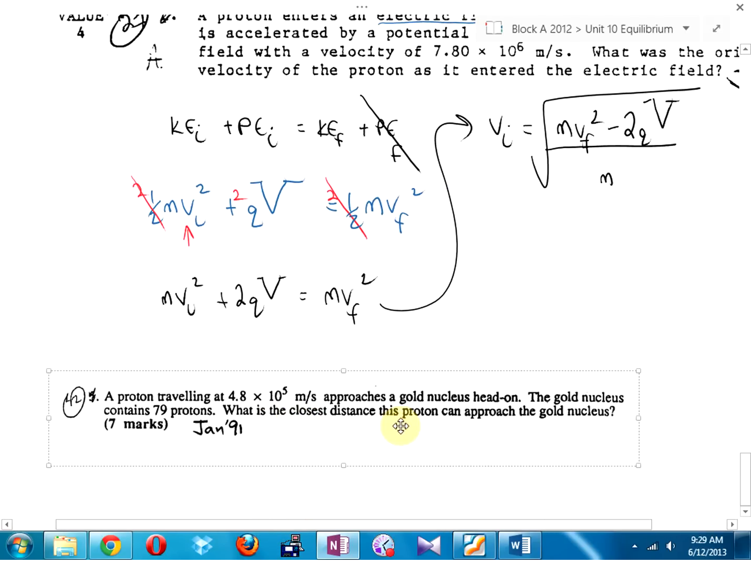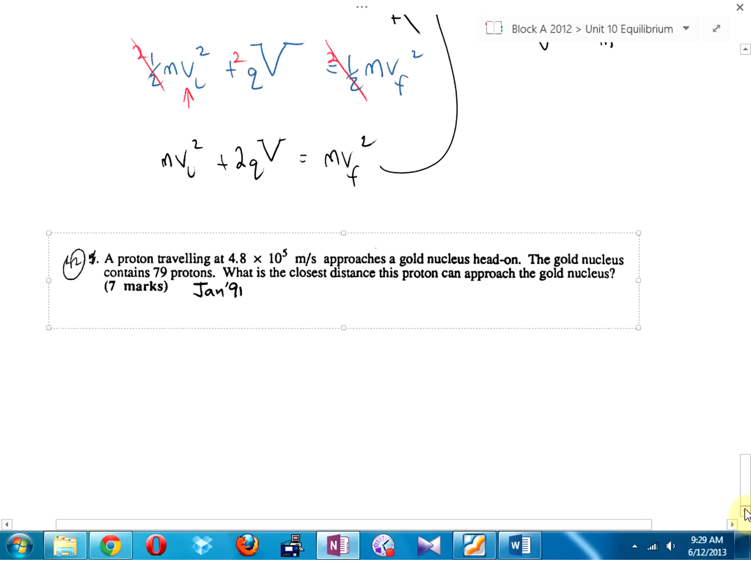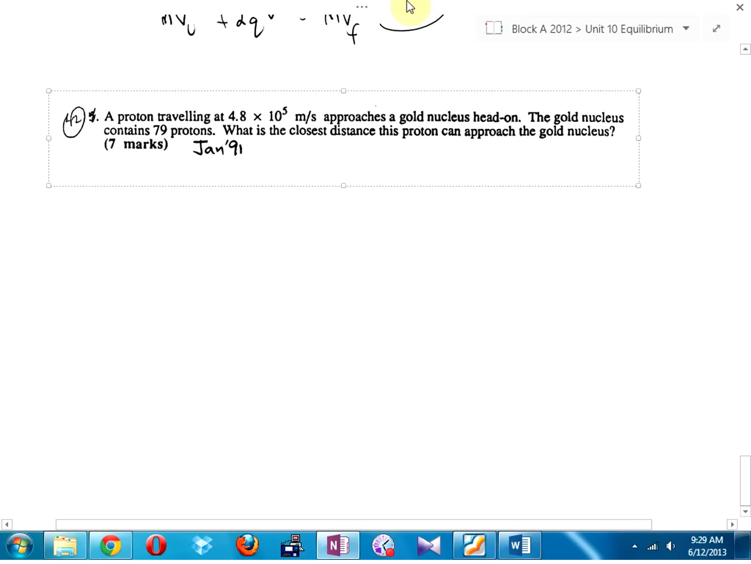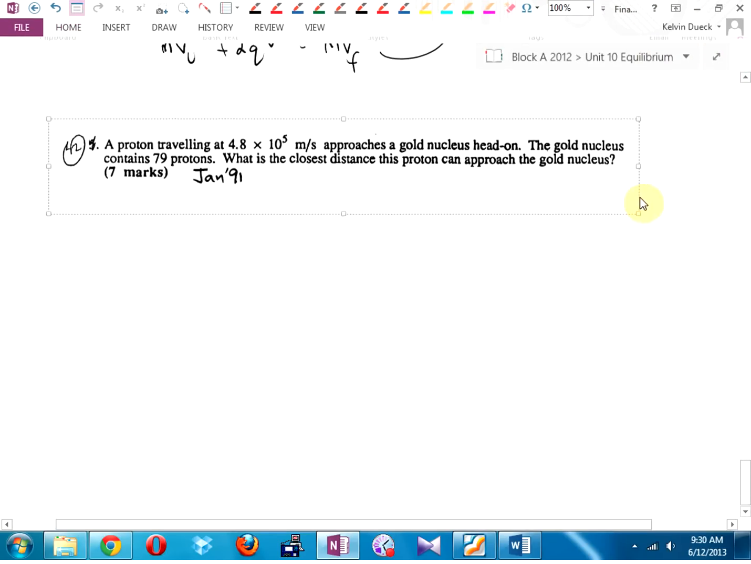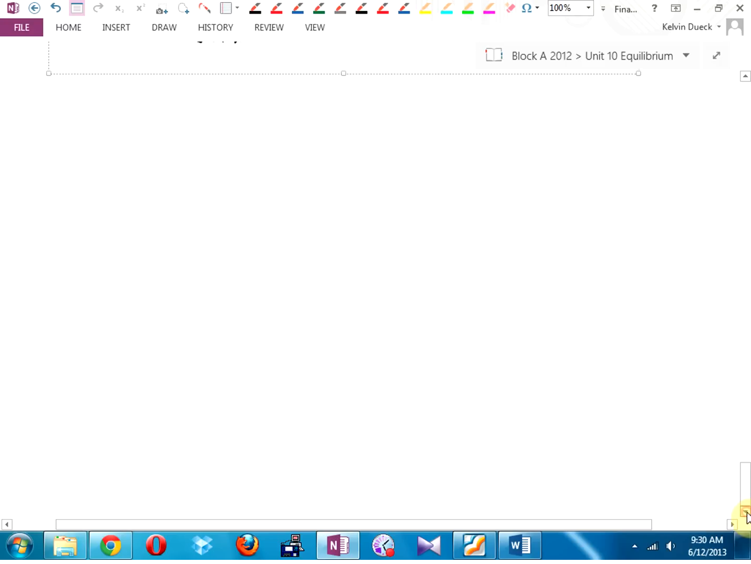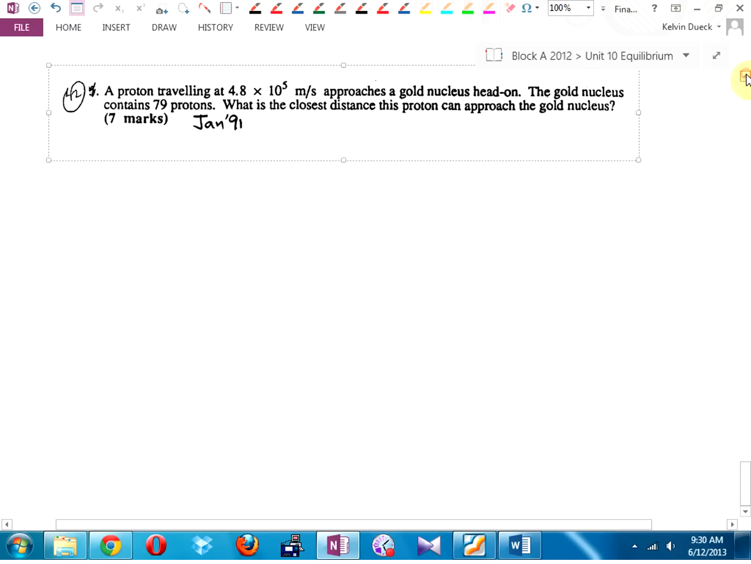A proton traveling at 4.8 times 10 to the 5th meters per second approaches a gold nucleus head-on. The gold nucleus contains 79 protons, so I guess a charge of 79 times 1.6 times 10 to negative 19. What's the closest distance this proton can approach the gold nucleus?